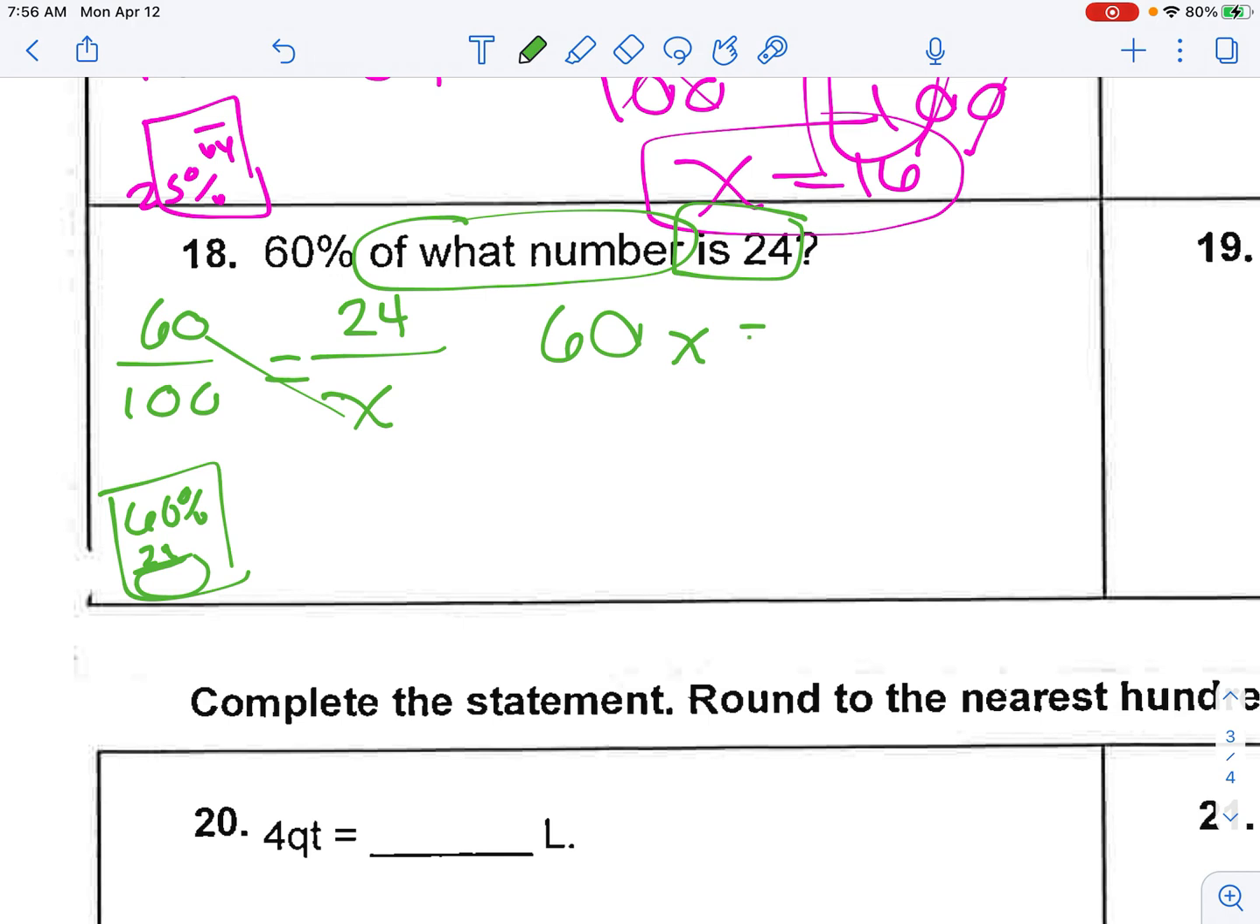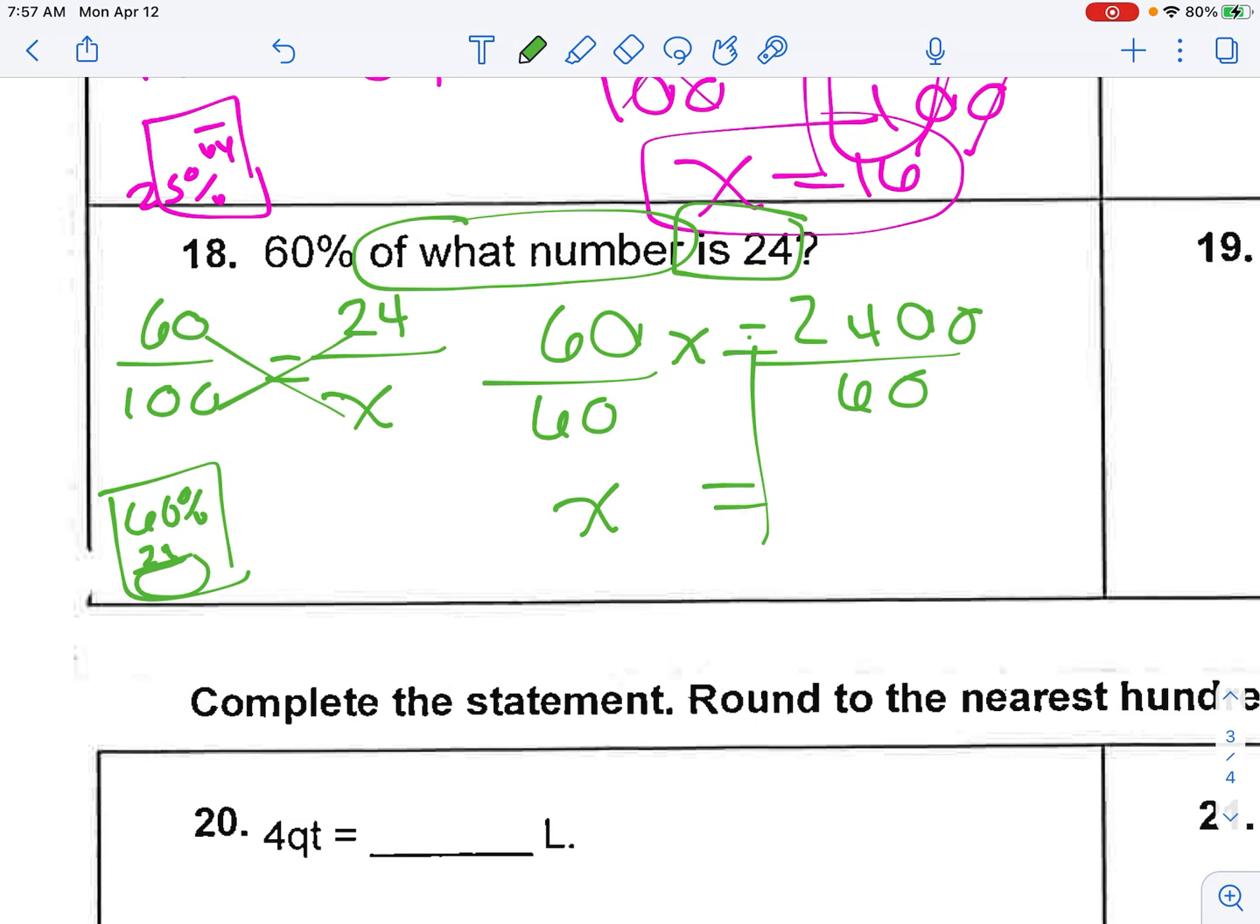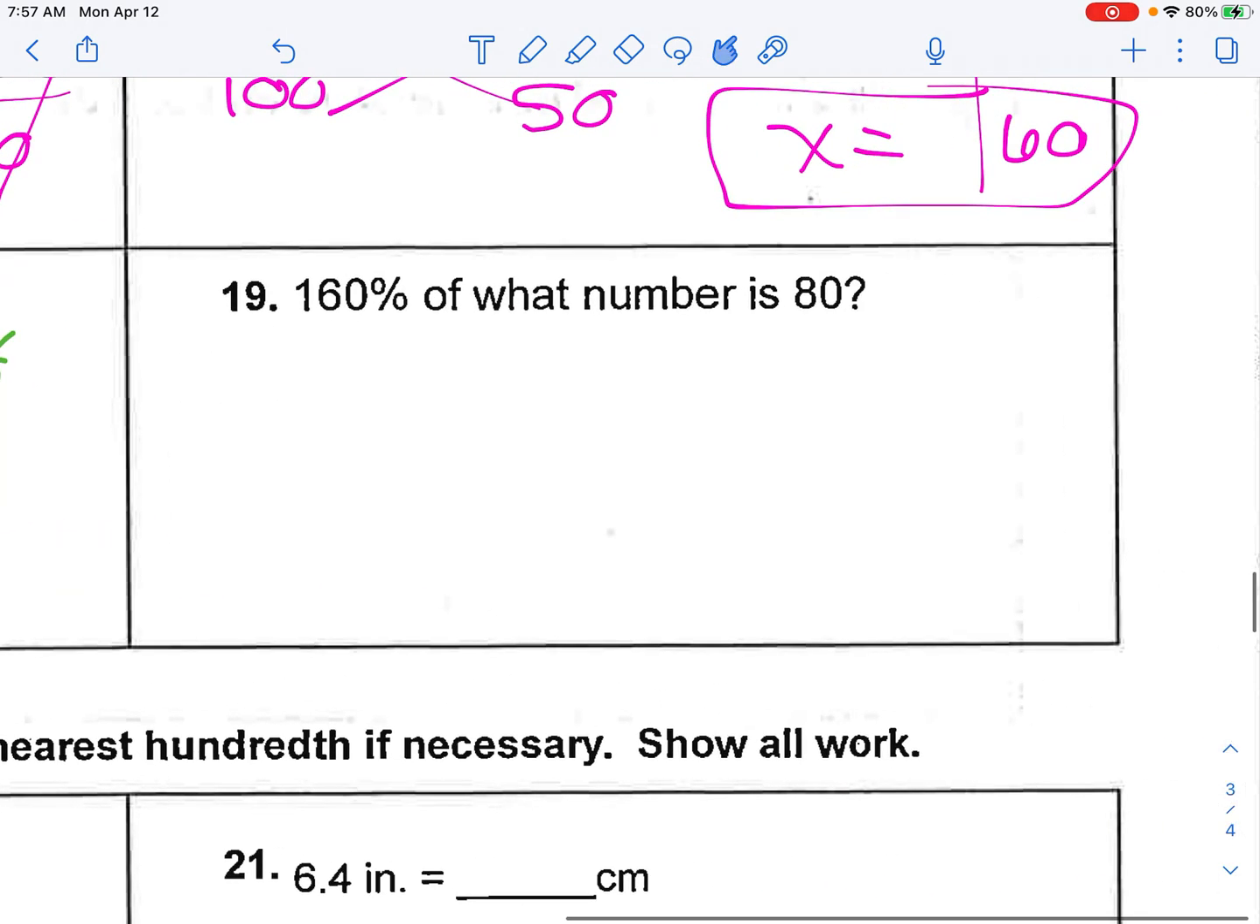Cross products. Draw your mirror. Divide by the coefficient. Cross out a zero pair. Oh, look what we have here. 24 divided by 6 is 4, right? And then we've got an extra 0, so x equals 40. If you got a 60% on a test, that means you got 24 out of 40 correct.